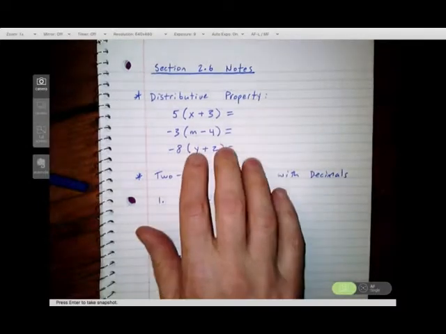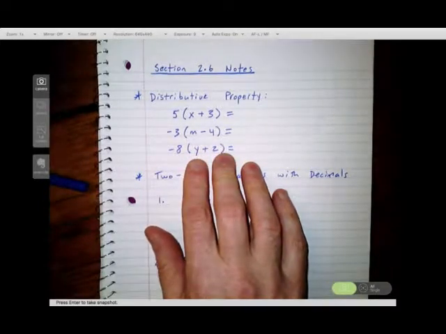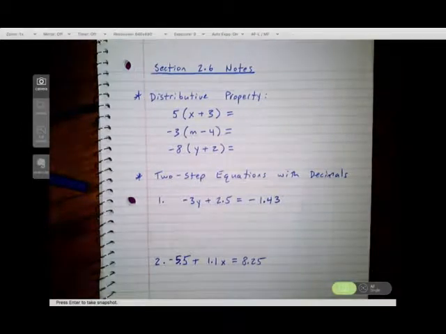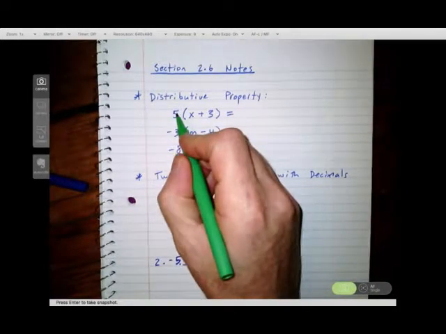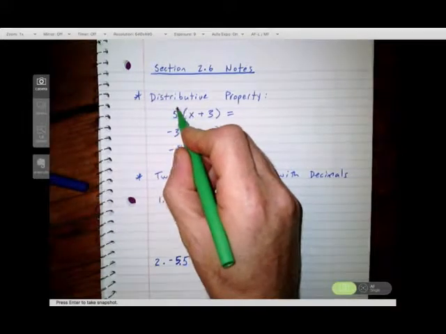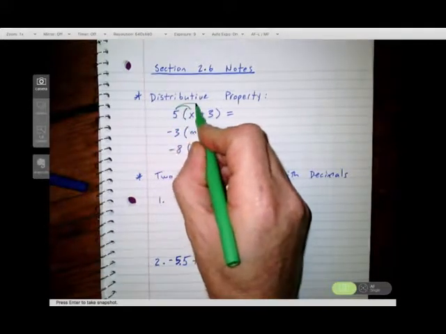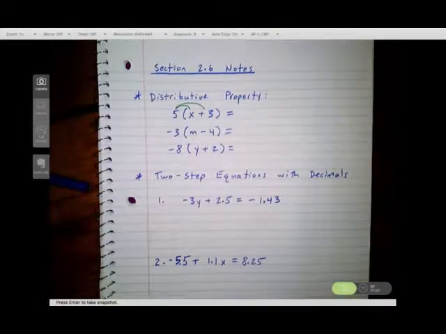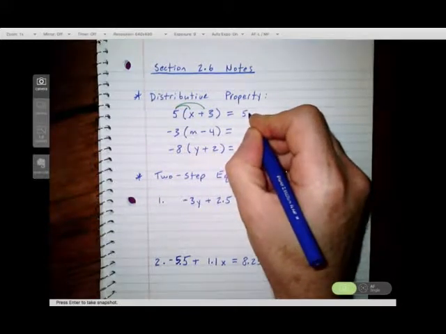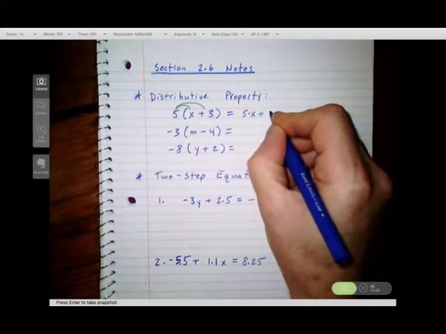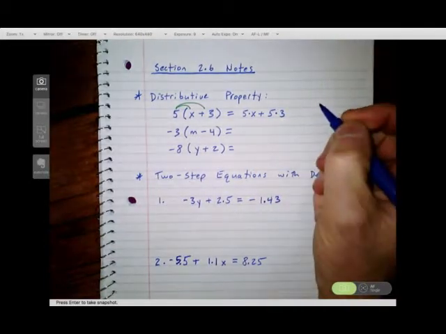Okay, so before we get started, I'd like to remind you of something called the distributive property. Some of you might not have seen this for a long time. This is a property that relates multiplication to addition and subtraction. So what you do is you take the number out in front of the parentheses and you multiply it to everything inside the parentheses. Okay, so this is going to be 5 times x. I'm going to use a little dot for multiplication, plus 5 times 3.